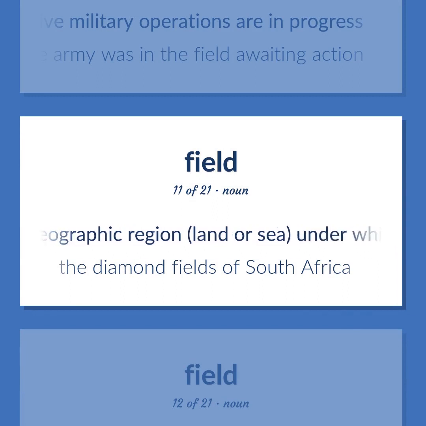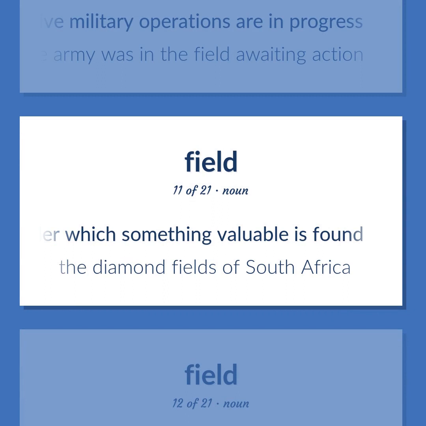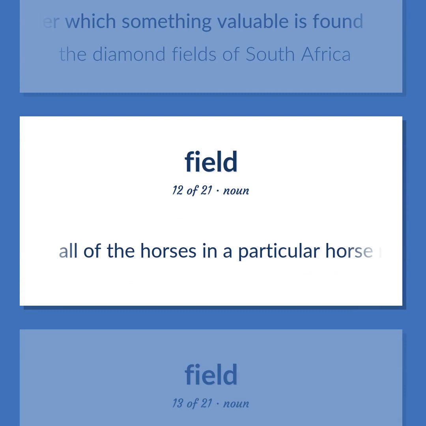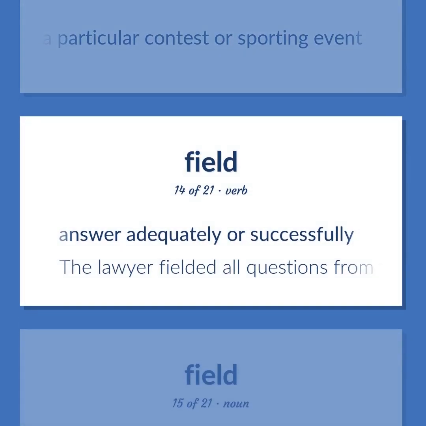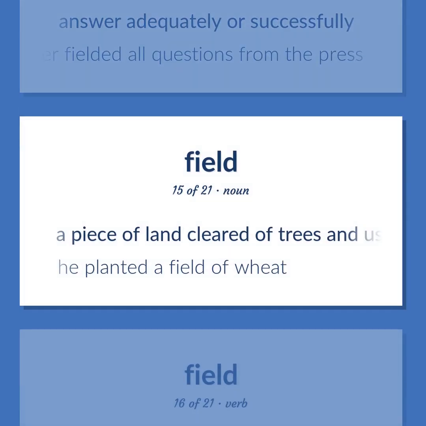A geographic region, land or sea, under which something valuable is found. The diamond fields of South Africa. All of the horses in a particular horse race. All the competitors in a particular contest or sporting event. Answer adequately or successfully. The lawyer fielded all questions from the press. A piece of land cleared of trees and usually enclosed. He planted a field of wheat.